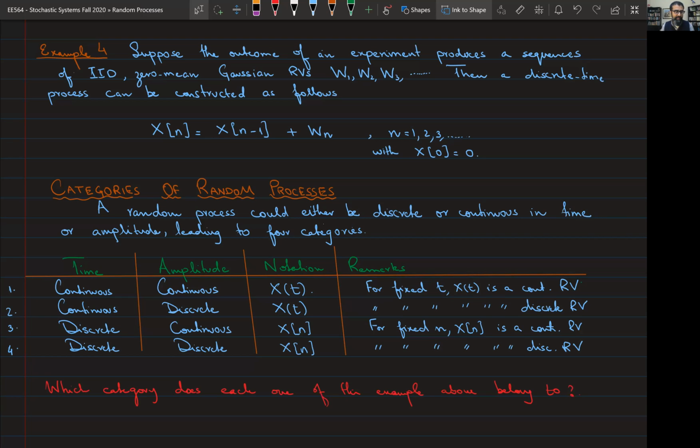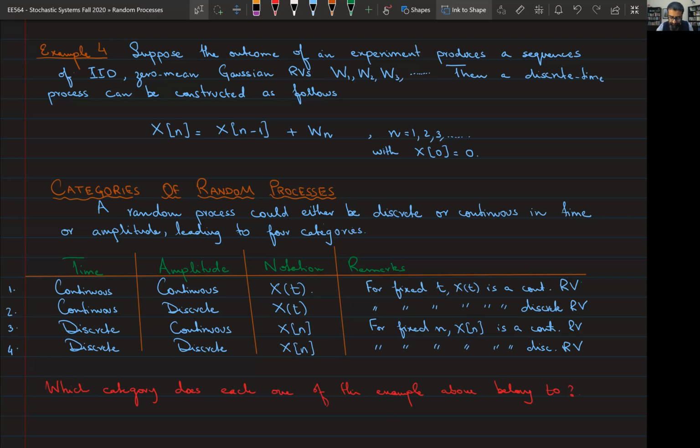And similarly, the other three categorizations. So time could be continuous, amplitude could be discrete. And then for a fixed time t, x of t is a discrete random variable, and so on and so forth. Okay, so there are four categorizations as we're going to come across in the examples that we're going to look at.